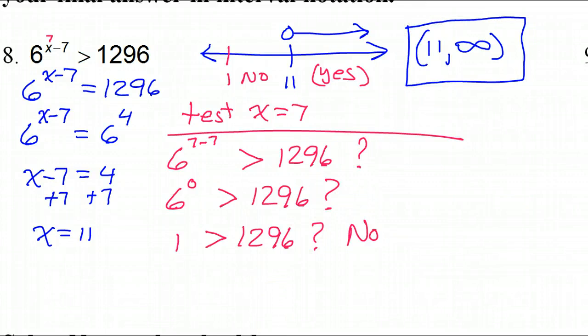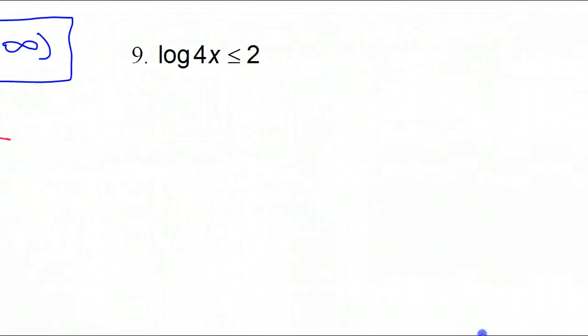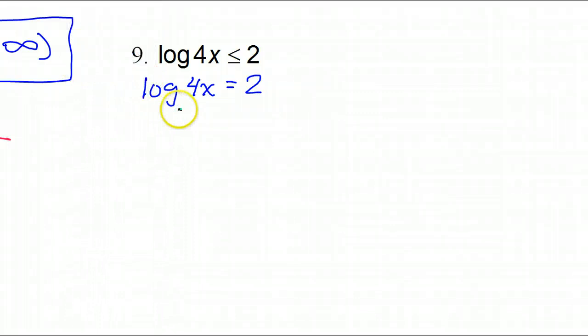Okay, number 9. This is a log function. We've got to be a little more careful. But still, the first step is to find the critical value by looking at the related equation. Now, this doesn't have a base showing, so that means the invisible base here is 10.